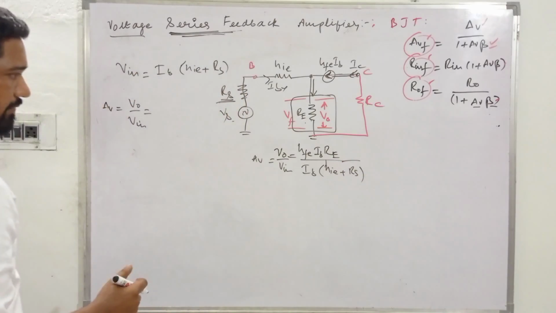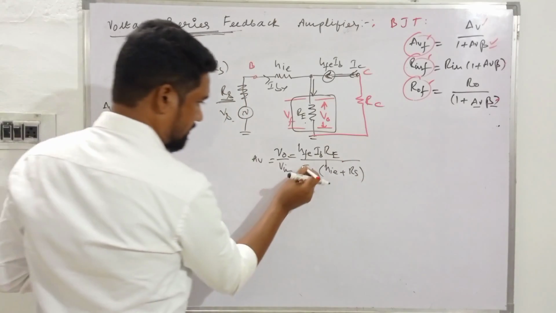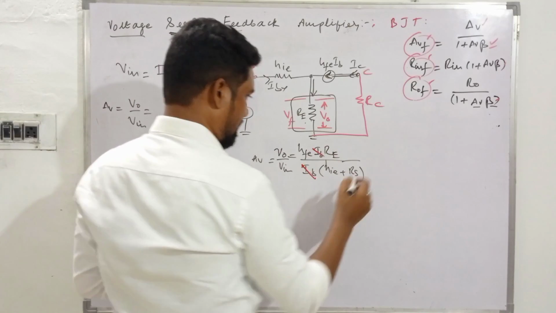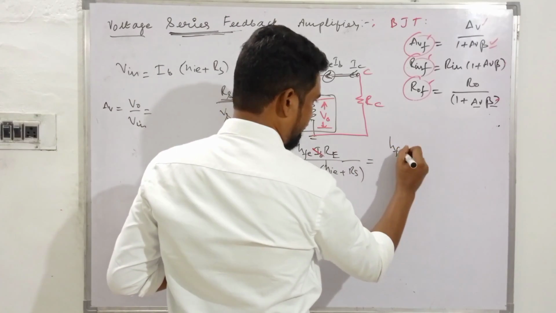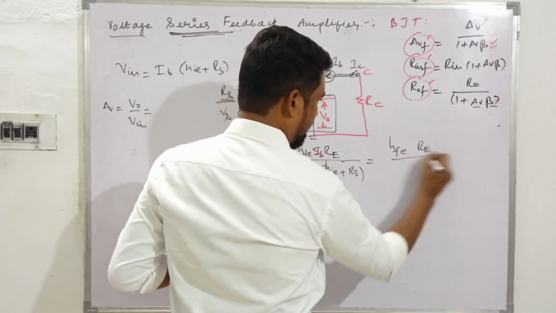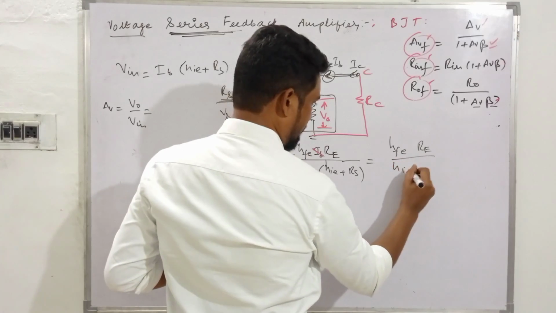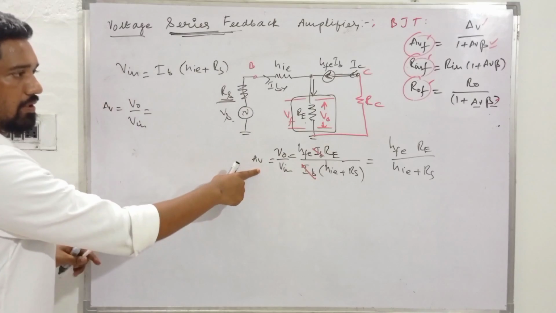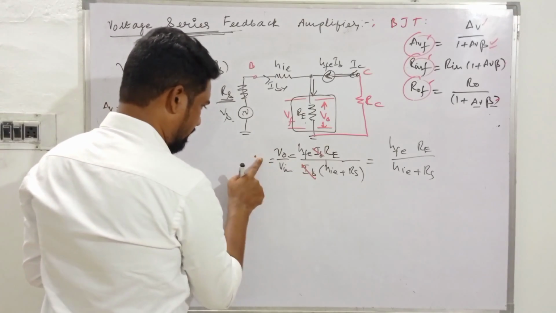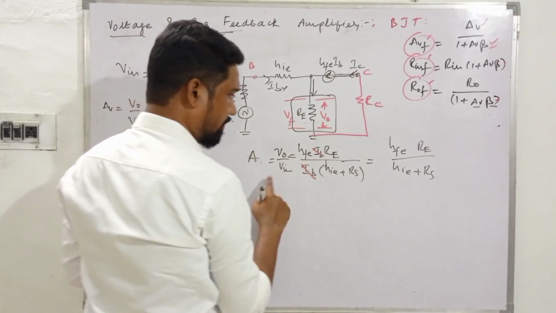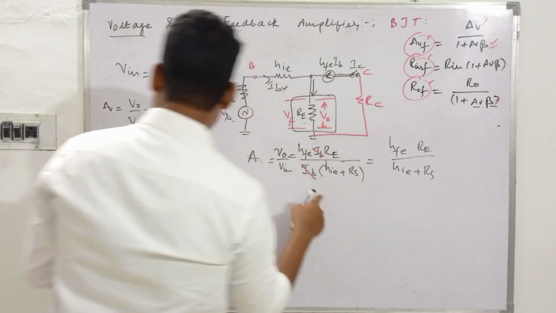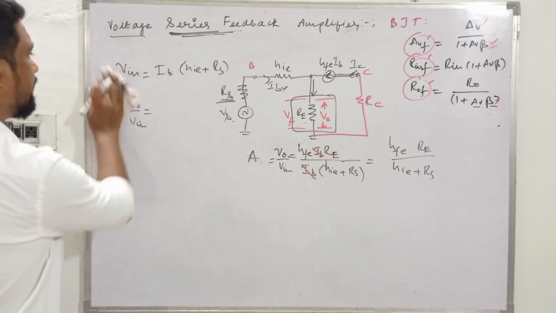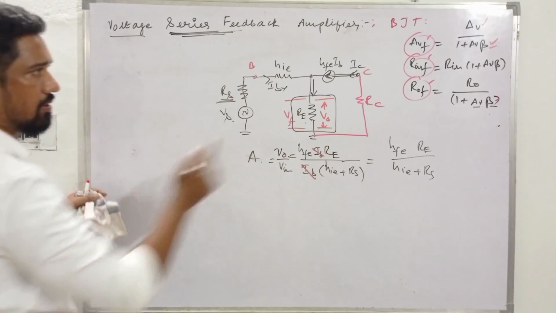So what gets cancelled over here? IB gets cancelled. So AV is HFE RE upon HIE plus RS. Guys, this is only for AV, only this ratio is for AV. And to evaluate AVF, what do we need? We need that expression, coming back to that one.